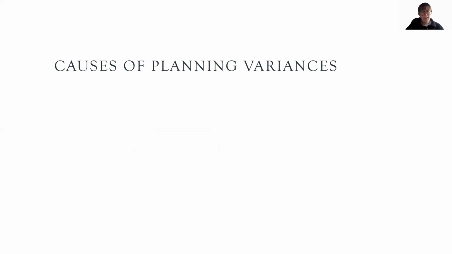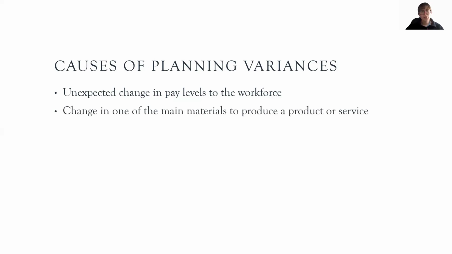So what causes a planning variance then? Well, if it's not ultimately down to management, what is it? Well, it could be due to an unexpected change in pay level to the workforce. You may have to get higher quality staff in for whatever reason. If junior staff tend to leave, or perhaps more experienced staff leave, you get junior staff in, you have to pay them less because you're having to train them up. It could be due to change in one of the main materials to produce a product or service. Perhaps one of your suppliers has gone into liquidation. You have to look elsewhere. They don't supply the same material. It may be of a better quality or it may be of a lower quality, so we have to factor that in.